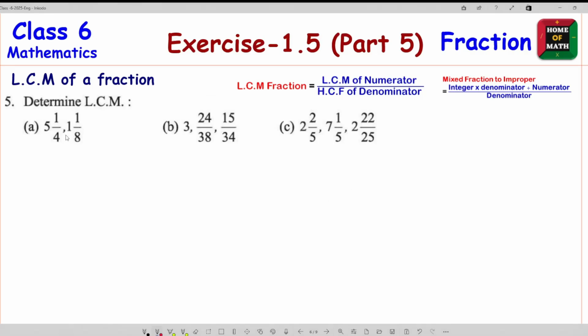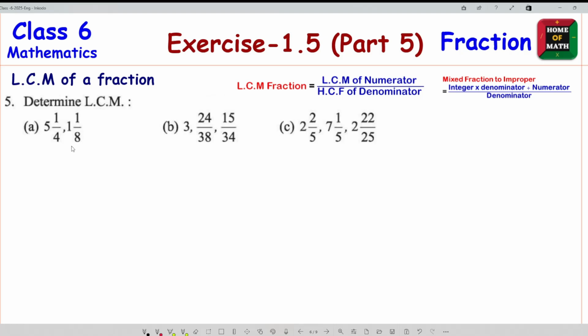Today we will determine LCM. Here is A, B, C. In this video we are trying to solve. Let's start. Number A. Here is 5 1 by 4 and 1 by 8, two mixed fractions.